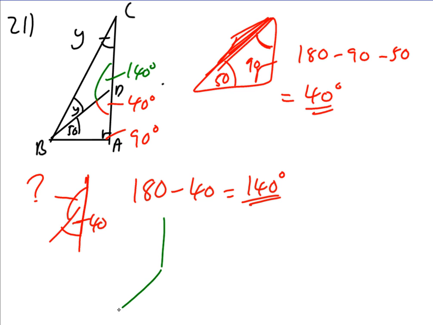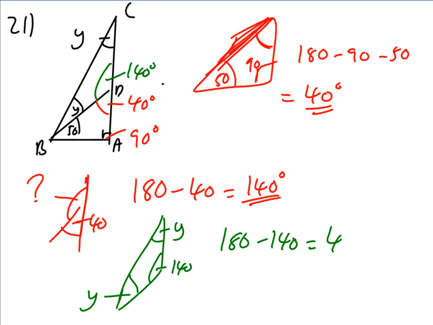So then my final part here, I've still got a triangle. I know that these two are the same because they're called y's. So they're both the same. So the first thing to do is take 180 and take 140, which gives me 40. And y then, well, will be half of that because both of them are the same. So 40 divided by 2 gives you 20.